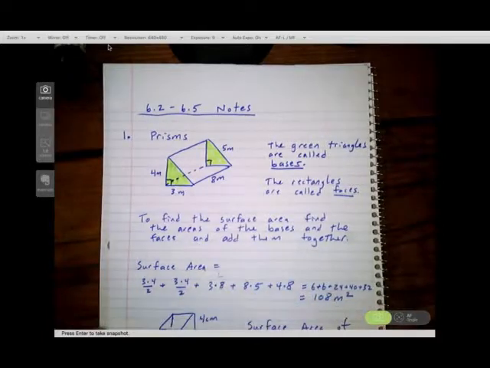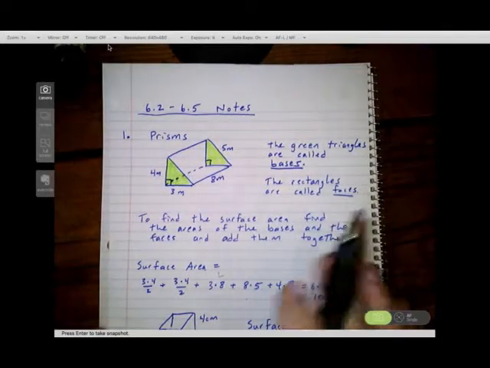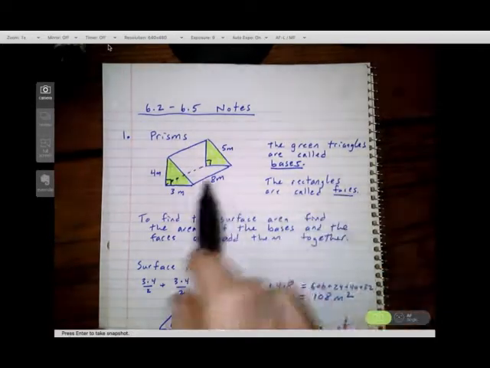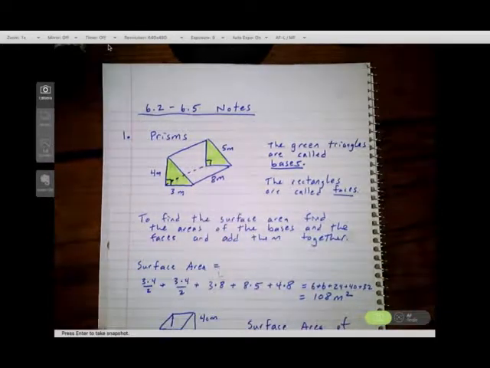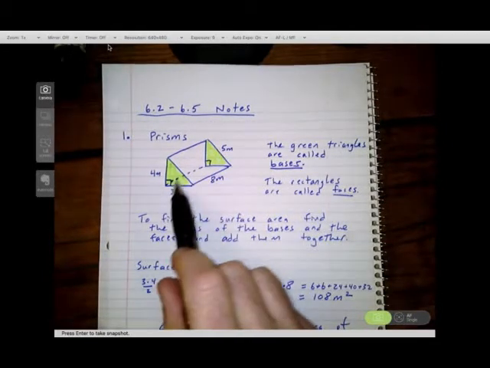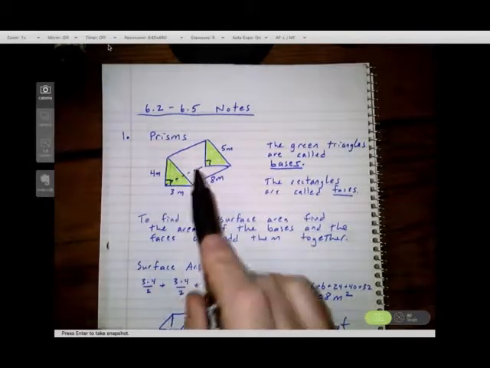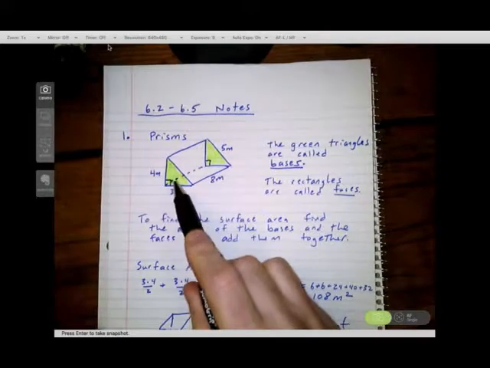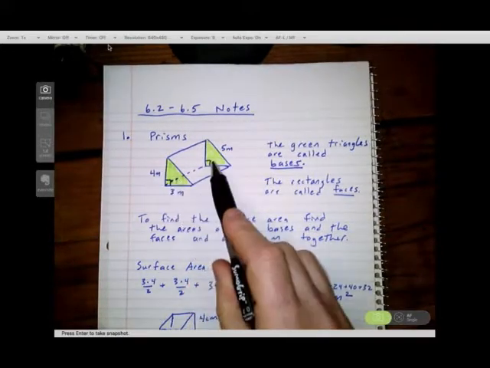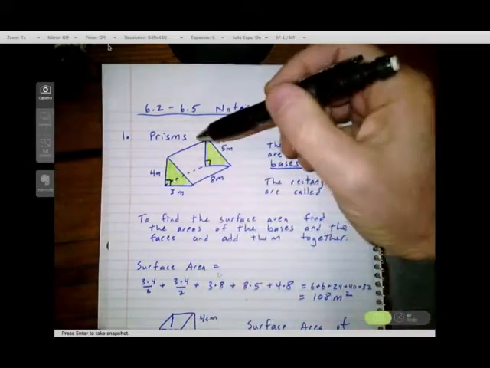Okay, we don't talk about the sides of a three-dimensional shape, we call them faces instead. Two-dimensional shapes have sides. Three-dimensional prisms like this have faces. So really to find the surface area of a prism, we're going to find the area of each face and then we're going to add them all together. So in this example, we're going to find the area of the two triangles and then we're going to find the area of these three rectangles.